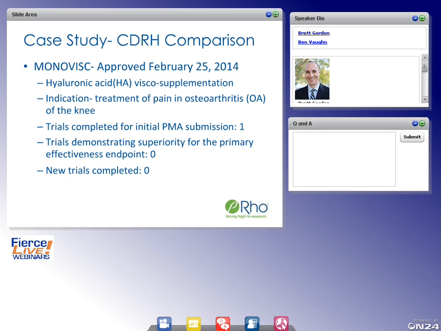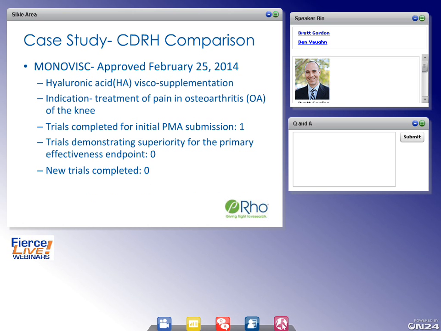There are hyaluronic acids, or viscosupplementation, given by intra-articular injection into the knee. And it's just a coincidence: Monovisc was approved by CDRH in February of 2014, which is the same exact month that the guidance document we've been talking about today was issued.